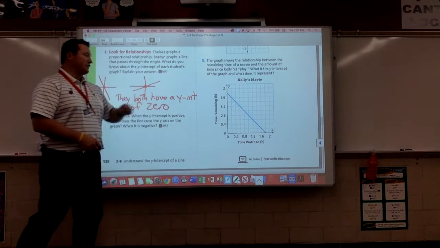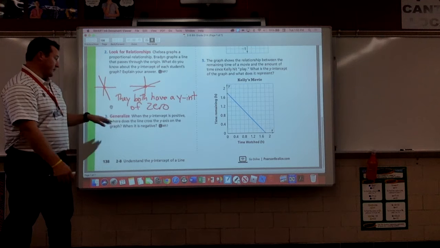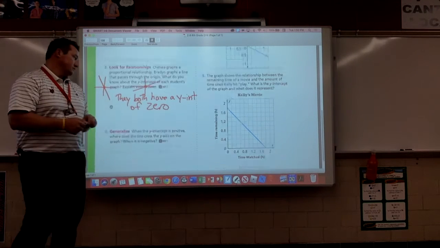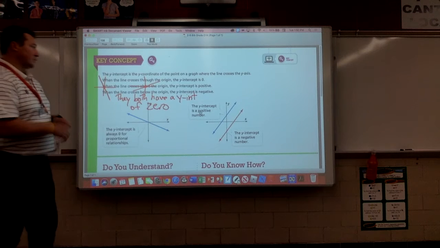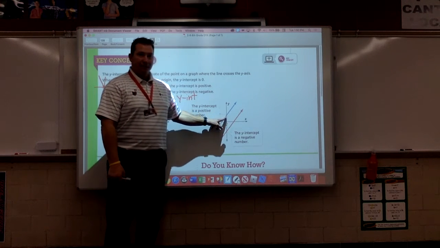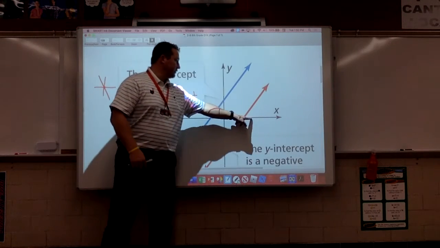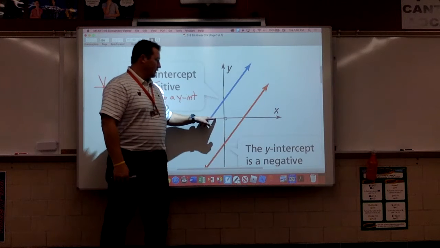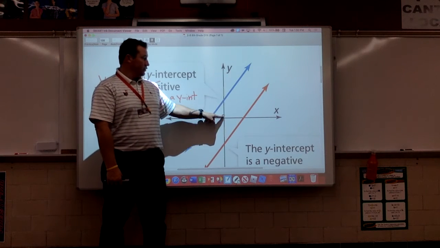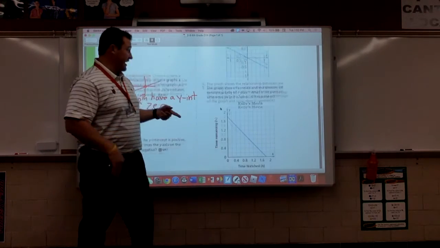When the y-intercept is positive, again, if you need a graph, guys, draw a picture. Where does the line cross the y-axis on the graph? Can I refer up here? Look at this. The y-intercept is a positive number. So where is it crossing? It's crossing above. This is the origin right here. So when the y-intercept is positive, we're crossing above the origin, or some might say the x-axis.